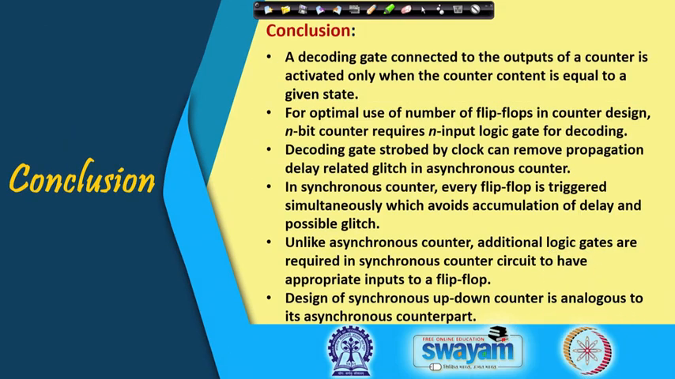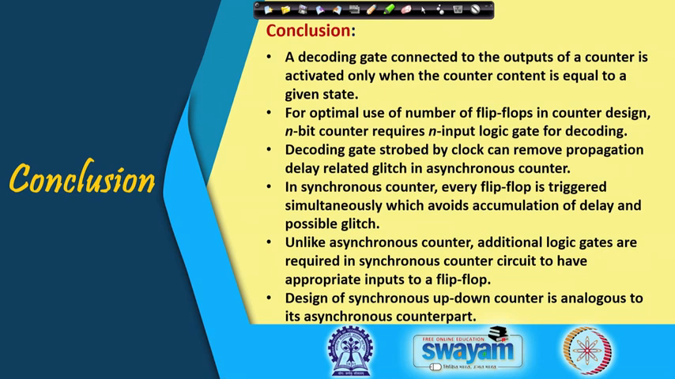So, with this we conclude. Quickly, a decoding gate connected to the outputs of a counter is activated only when the counter content is equal to a given state. For optimal use of the number of flip flops in counter design, an n bit counter requires an n input logic gate for decoding. So, for mod 8 we have seen that a 3 input logic gate will be required, for mod 16 a 4 input gate, and so on and so forth.